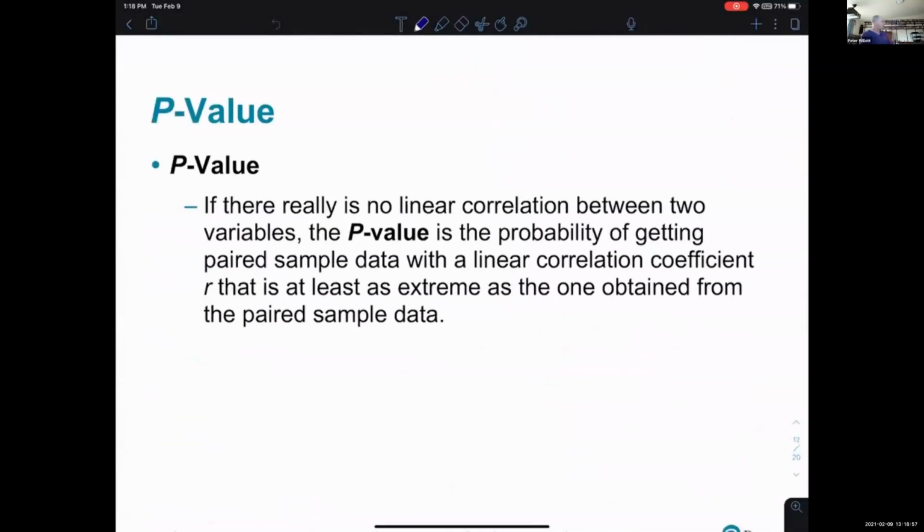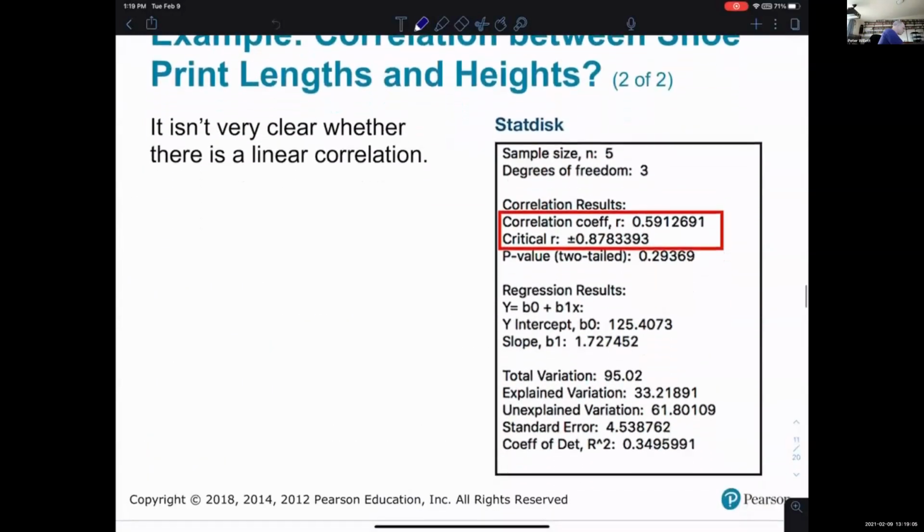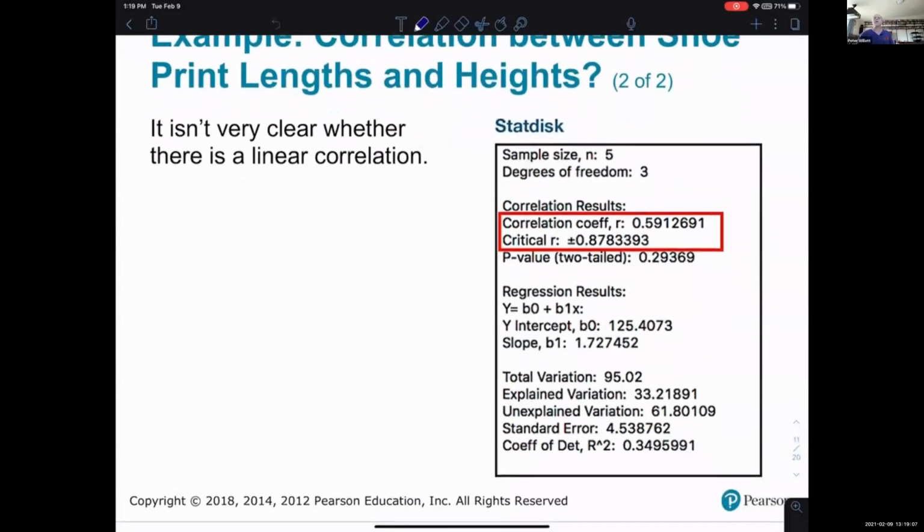It's the probability of getting paired sample data with a linear correlation coefficient that is at least as extreme as the one obtained from the paired sample data. Oh, what does that mean? So what that means in this example is that from our 5 data values, we got a linear correlation coefficient of approximately 0.59. And the p-value is 0.29. So I'm going to call that 30% and the 0.59 60%.